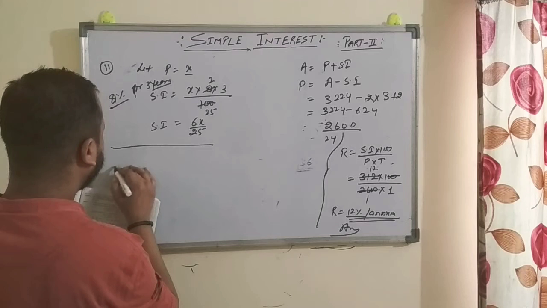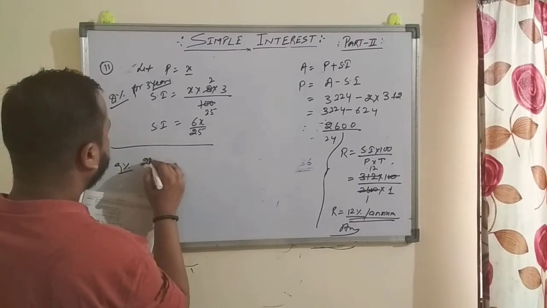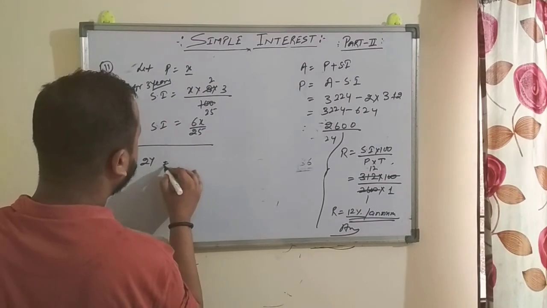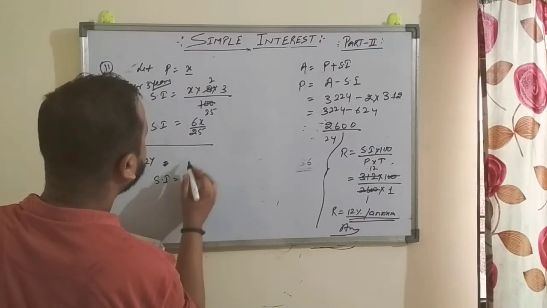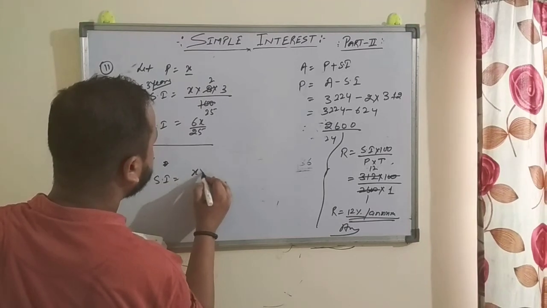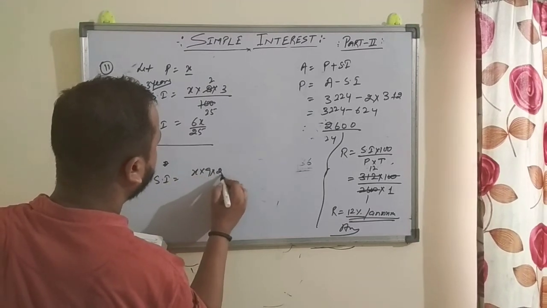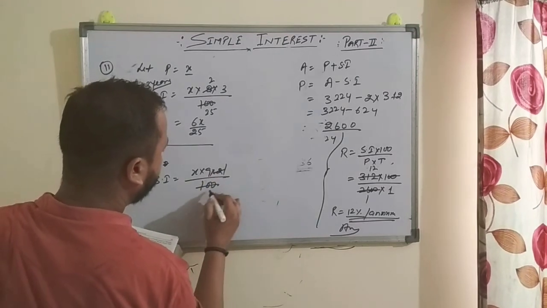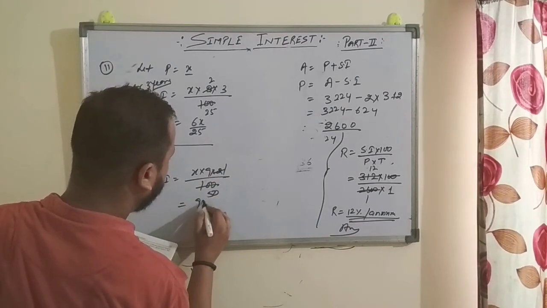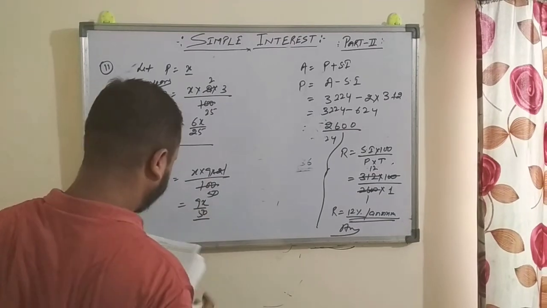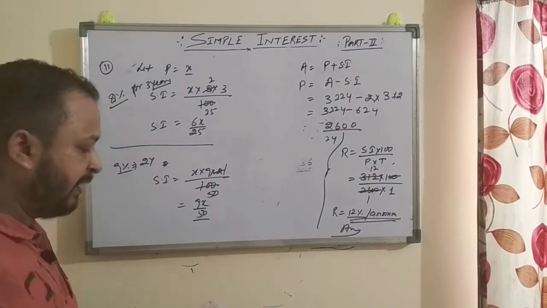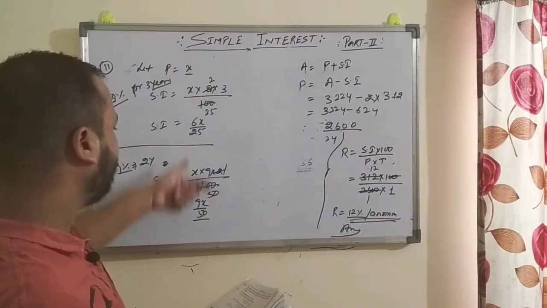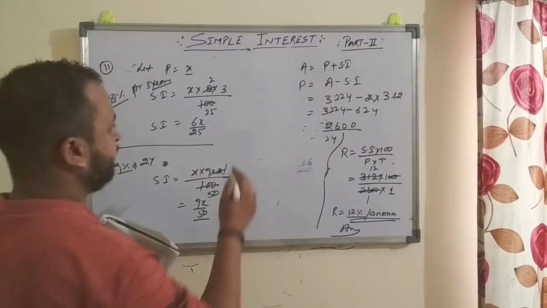For 2 years, the rate of interest is 9%, for the same amount of money, the same sum of money. So simple interest you can find out, that is x into 9 into 2 upon 100, right? So 2 1s are 2, 50 2s are 100, so 9x by 50 you are getting, right? So this amount is obviously more than the other amount, and the difference between these two amounts is 96.